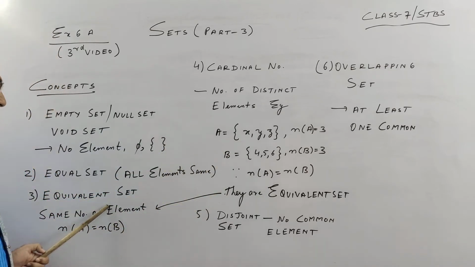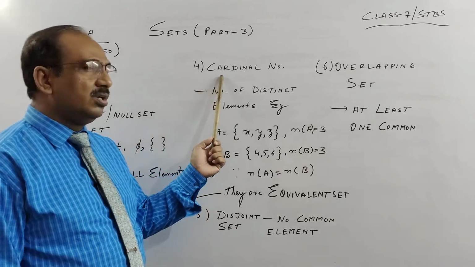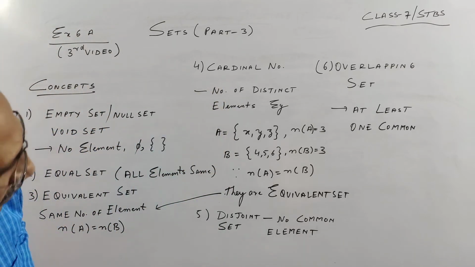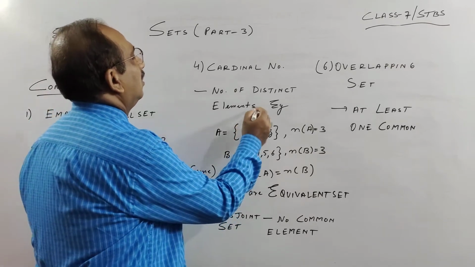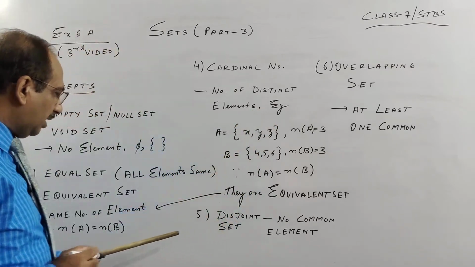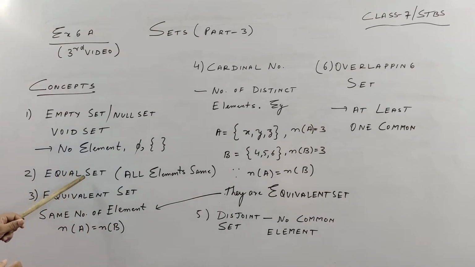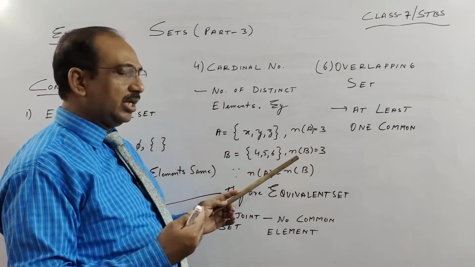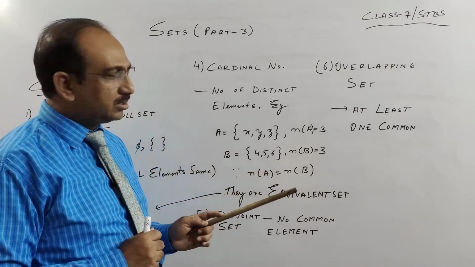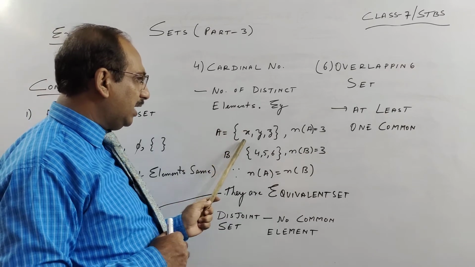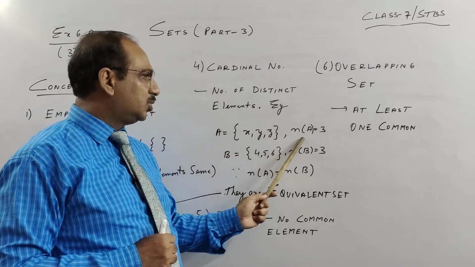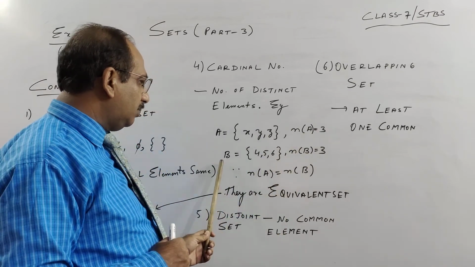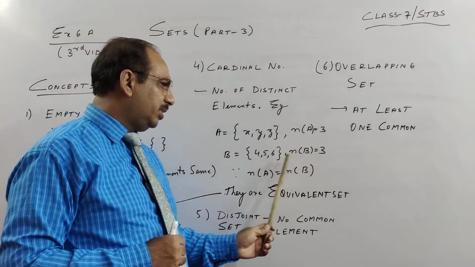Before you go to equivalent set, you need to know cardinal number. Cardinal number means the number of distinct elements in that particular set. So see here one nice example, I am trying to explain both concepts, equal and equivalent set. So this is my example. After that I'll go to the book's exercise. So see here, if set A has 3 elements X, Y, Z, the cardinal number is 3, so the number of elements is 3. Another set B is 4, 5, 6, number of elements is also 3.